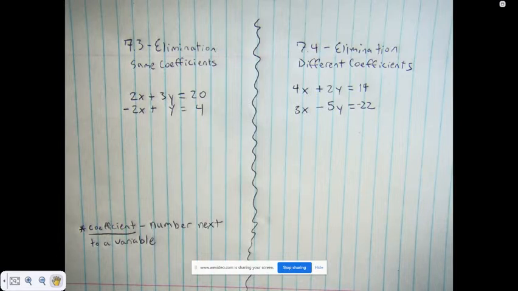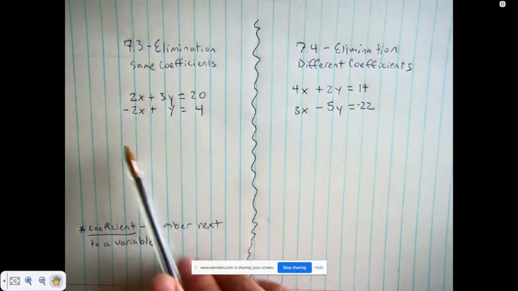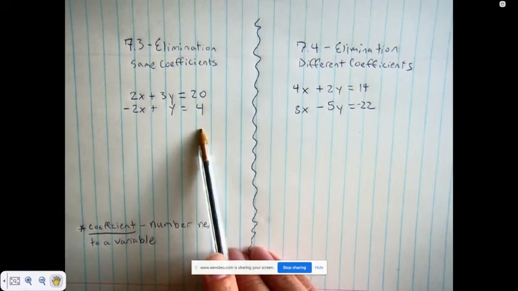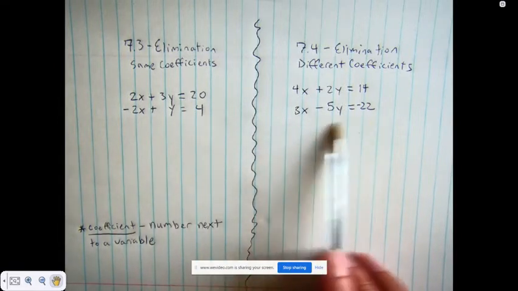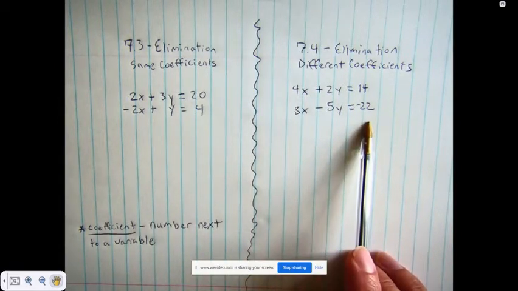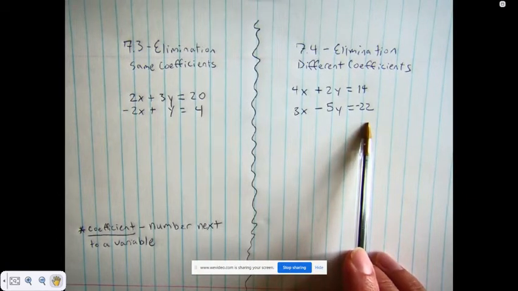So what I have here is a problem that you would have received that's similar to what Miss Kinsinger would have shared with you guys in the 7.3 lesson. And then this is going to be the new, slightly more challenging direction in the 7.4 lesson that we are going to be doing today.